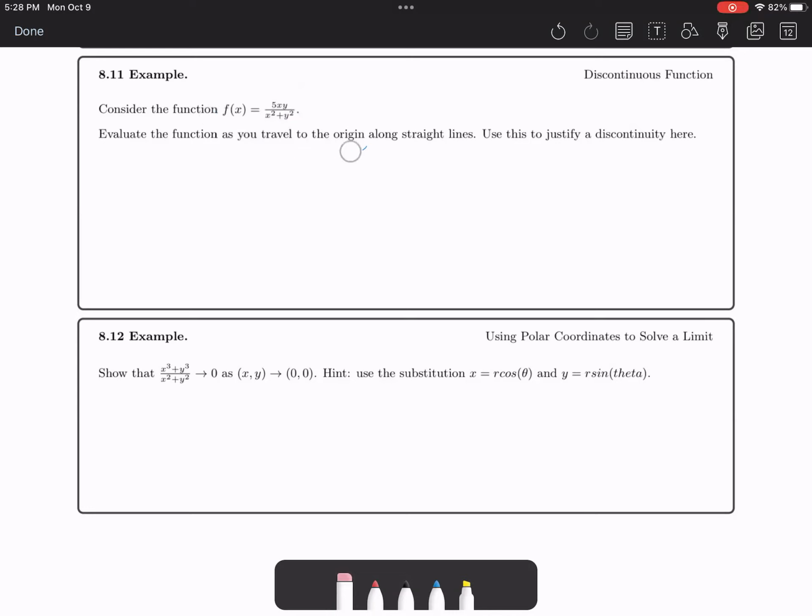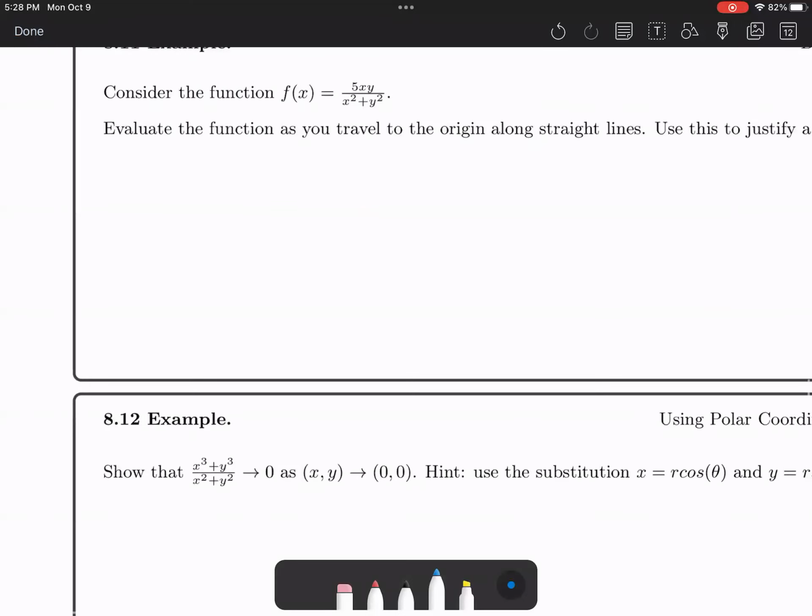So what happens as we travel towards the origin? Let's show that in fact, the limit is not even going to exist. So therefore, there's no way it's going to be continuous. And let's show that the limit does not exist by finding two different limits depending on the path that we travel. So let's take the limit as x, y approach the origin. And it says to specify that I should travel along straight lines.